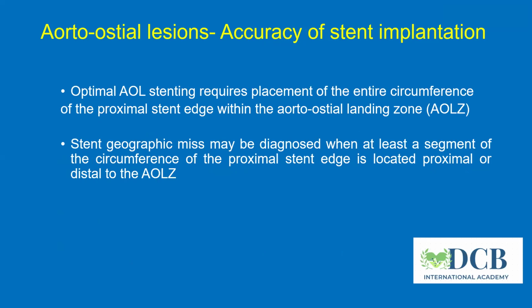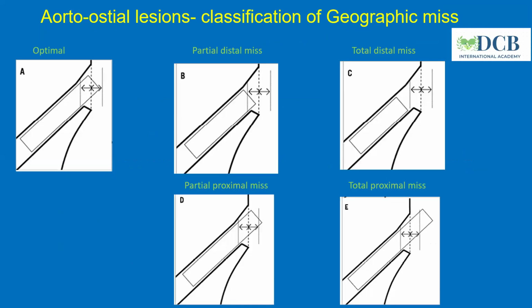So how do we accurately implant the stent? Optimal aorto-ostial lesion stenting requires that we cover the entire circumference of the proximal segment with the aorto-ostial landing zone. A geographic miss is diagnosed when at least a segment of the circumference is missed, either proximal or distal. So this diagram shows the optimal, where we are covering both.